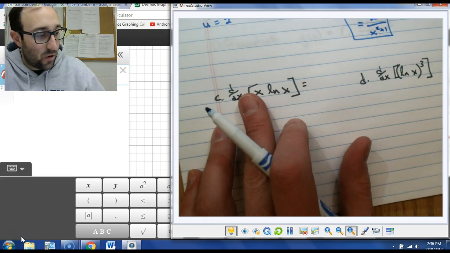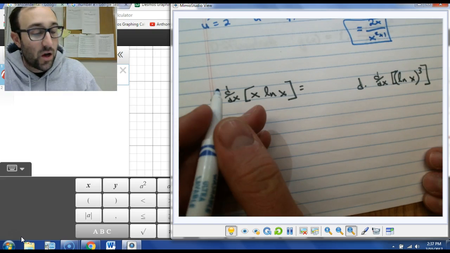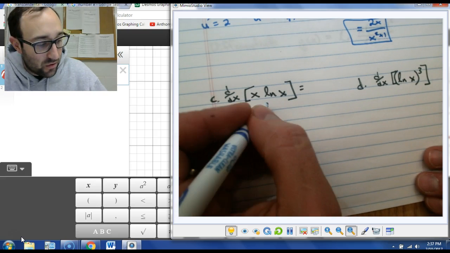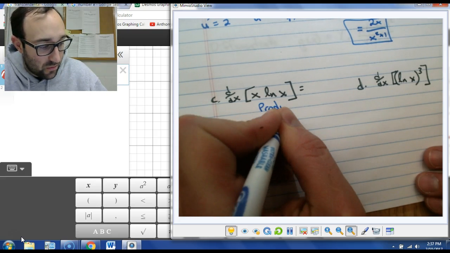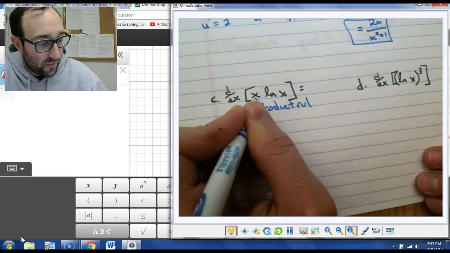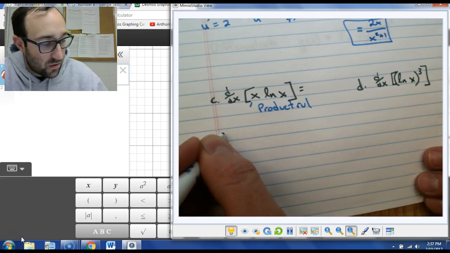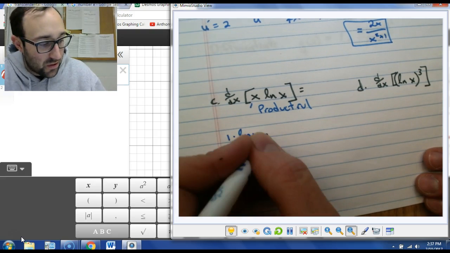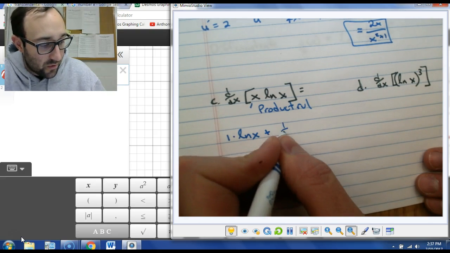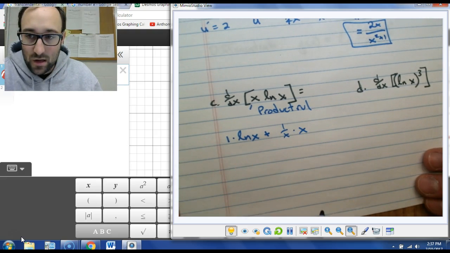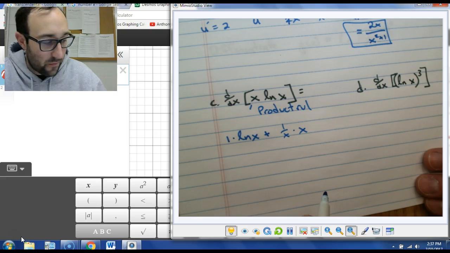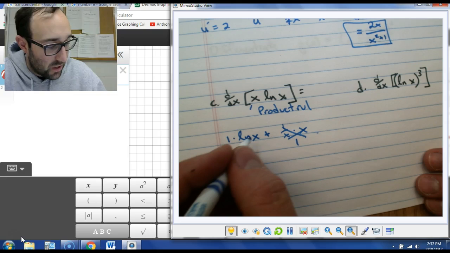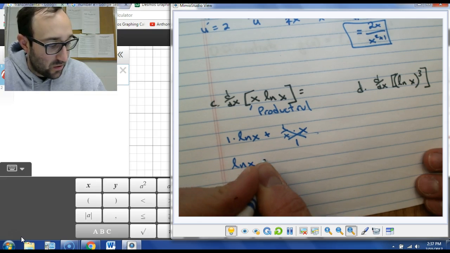Now let's say, what's the derivative of x natural log of x? Ooh, interesting, scary, not really. Product rule, right? Derivative of x is 1 times natural log of x, plus the derivative of natural log of x, which is 1 over x, times x. So then 1 over x times x just equals 1. So it's really the natural log of x plus 1.